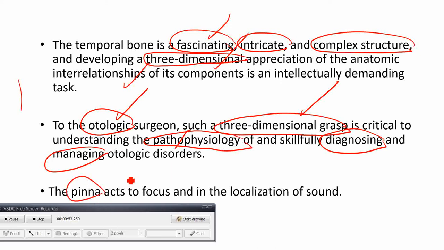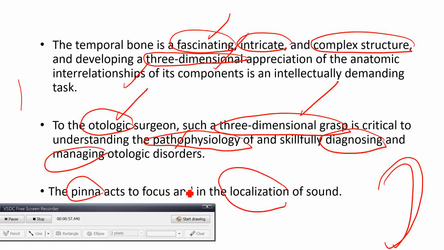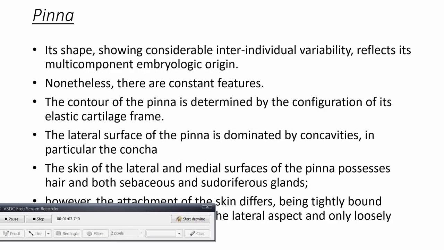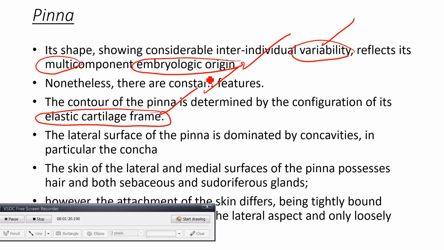The pinna acts in localization and focus of sound. There is variability between individuals, and it is multi-component in embryonic origin. Constant features are there, of course. It is determined by an elastic cartilaginous frame.